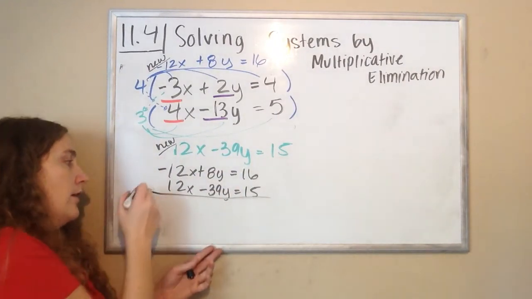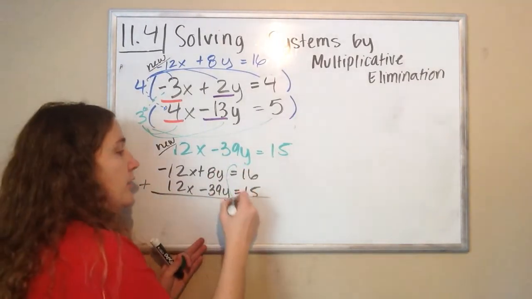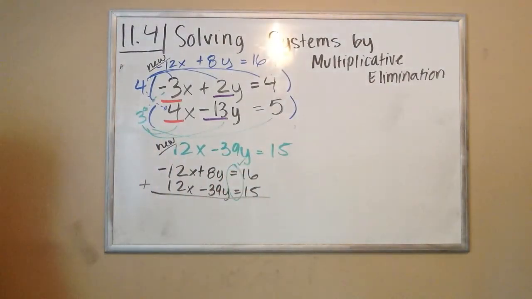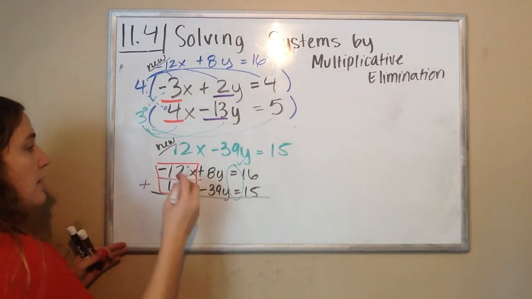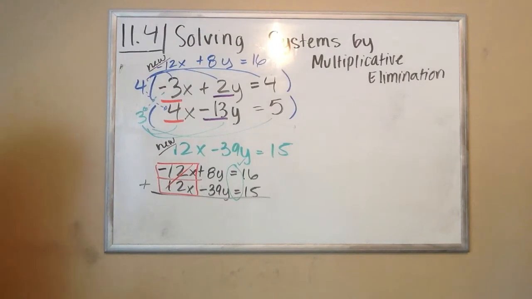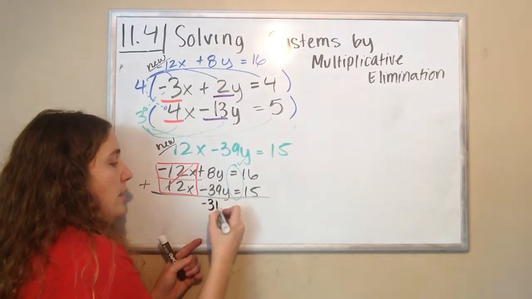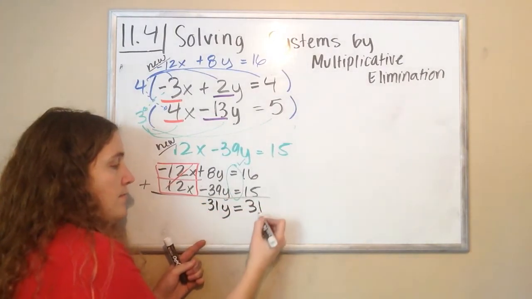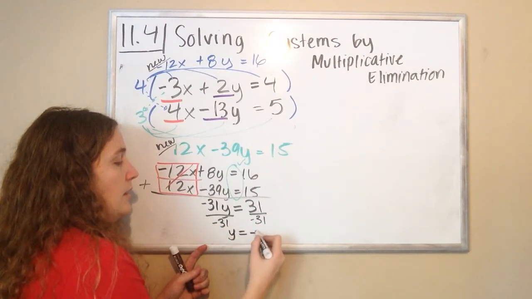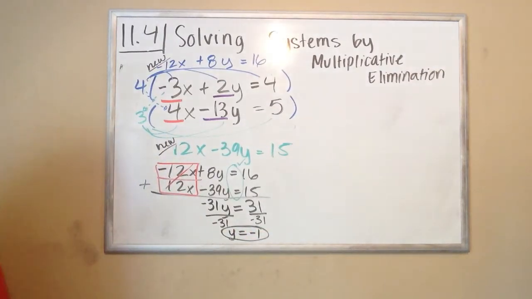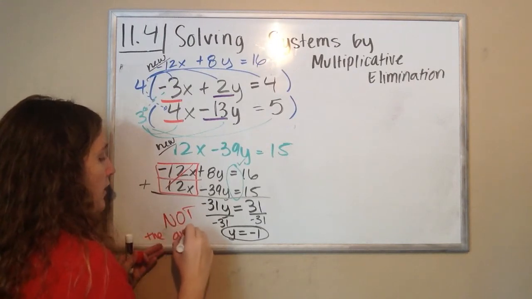Right? If we put just the line underneath them, we're just going to add them together. The one thing we got to check is to make sure that the equal signs are lined up, and they are. Okay? When we do this, negative 12x and 12x, those are inverses, so they cancel each other or add to 0. We get 8y minus 39y is negative 31y equals 31. Divide by negative 31, and we get y is equal to negative 1. That's a good start, but not the answer.